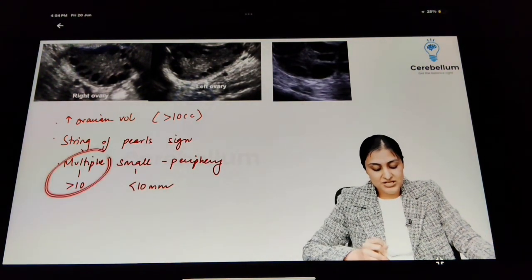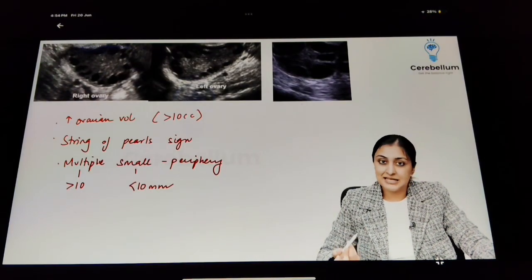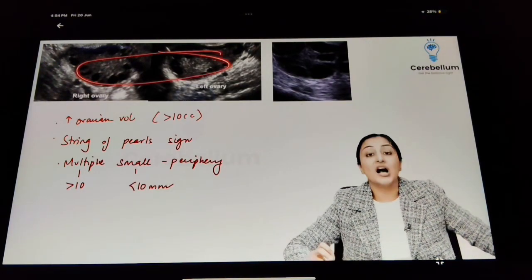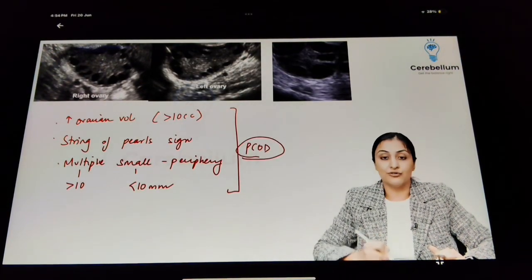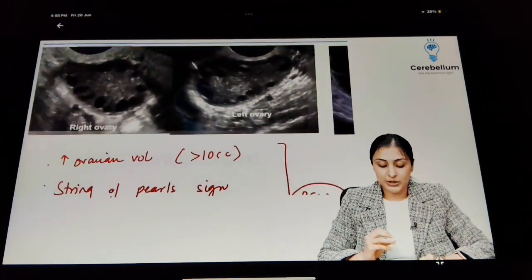Now there are many papers which say you should consider more than 12. There are many which say more than 20. In practice, it doesn't matter. As a radiologist, I never count the number of follicles if I have to make a diagnosis of, what are we talking about? Talking about polycystic ovarian disease. So actually we don't really count the follicles. We look at the gross picture.